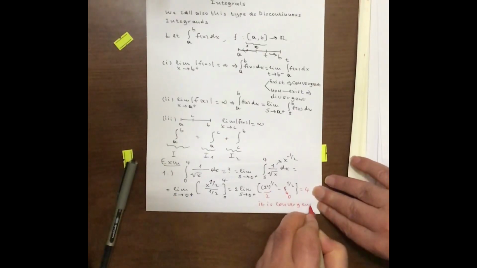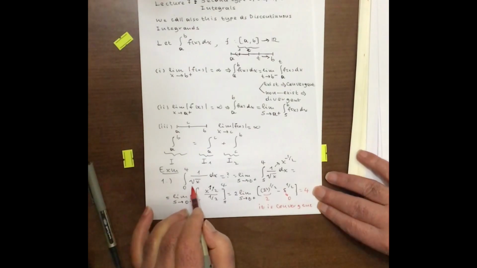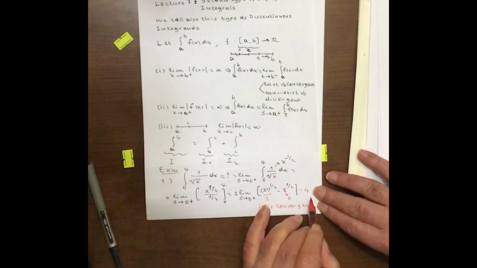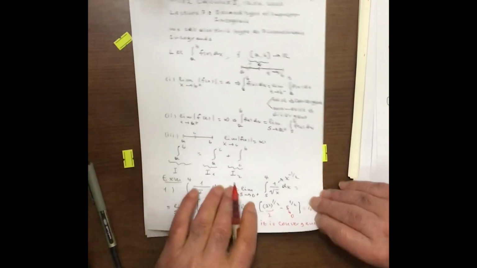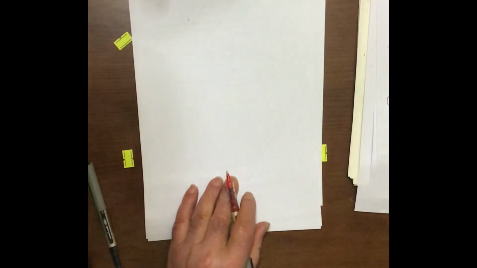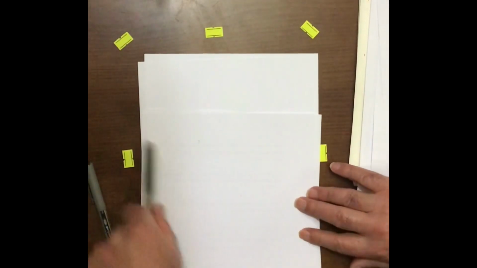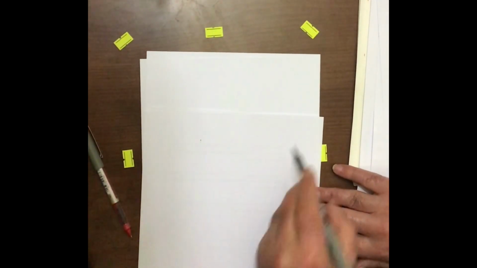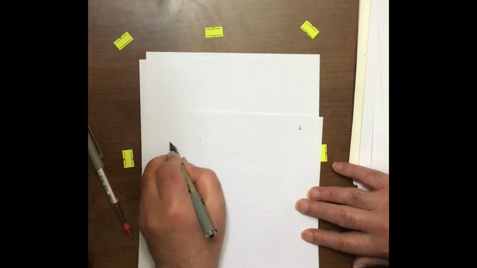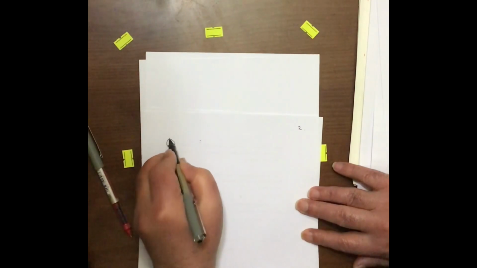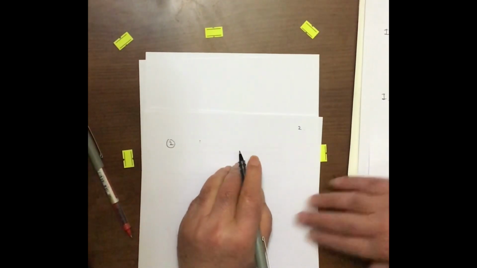Okay, this given integral is convergent. Why? The result is a real number, 4. Okay, now let's take the second example. I am writing here, example 2. Okay, that is example 2.